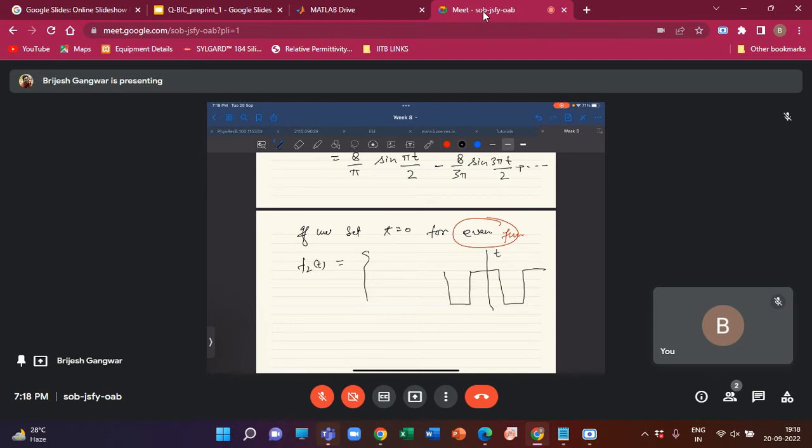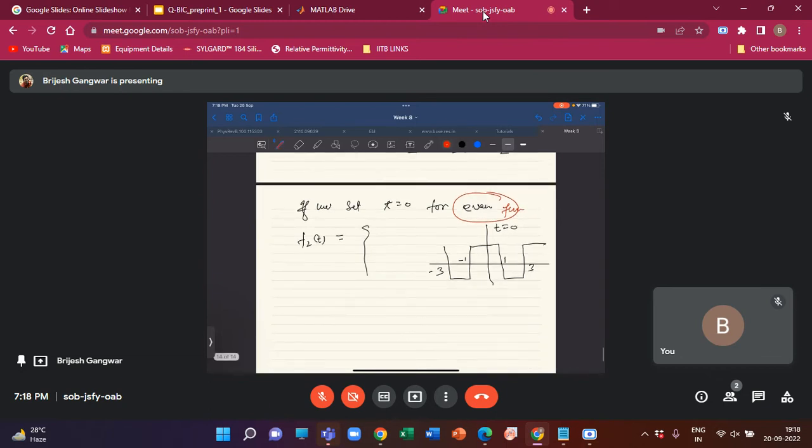So this is our t equal to 0. Okay, so now it will be 1, this will be minus 1, and this will be 3, and this will be minus 3. Okay, so how can we write this even function? Even function we can write minus 2, 2, and again minus 2.